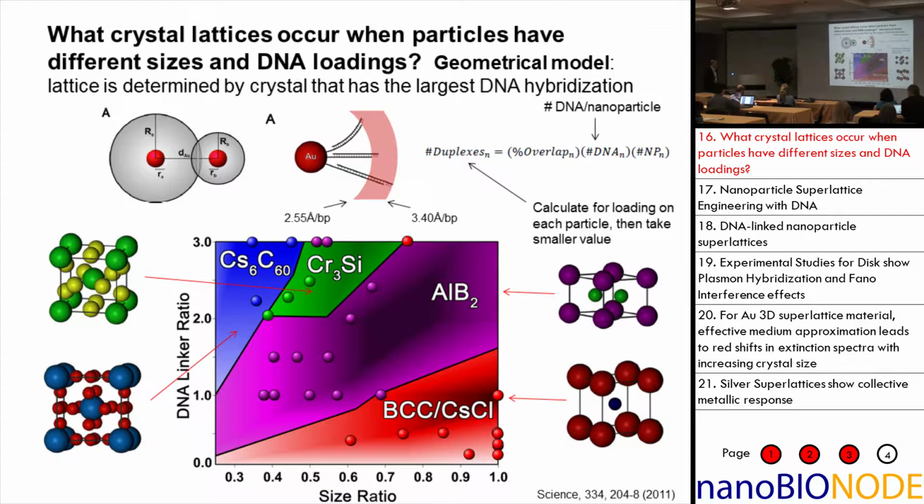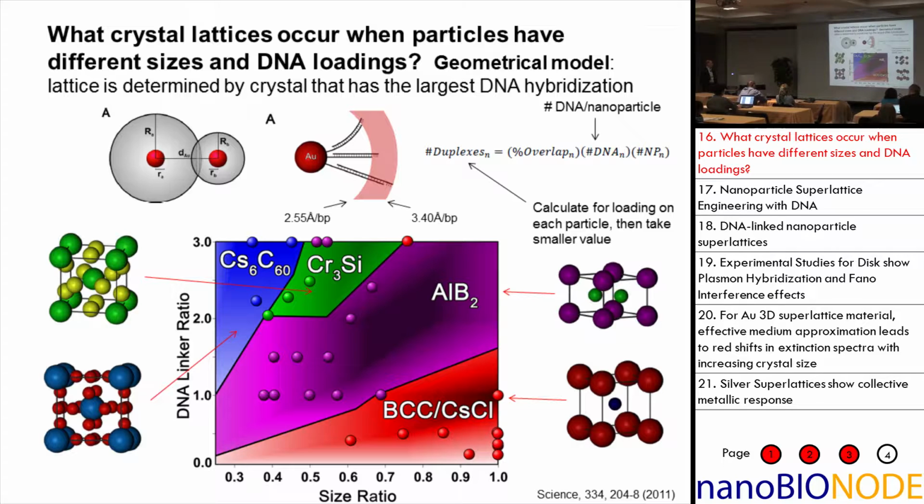So that led then to this phase diagram, which depends on the ratio of the diameters of the particles and also on the density of DNA that's on the two particles. And it turns out you see in one limit the cesium chloride or BCC lattice that you expected from the result that I was showing you a second ago. This result right here. But then in addition, you can also see other lattices that show up, AlB2, Cr3Si, cesium-60. This corresponds to different placements of the particles around one another.